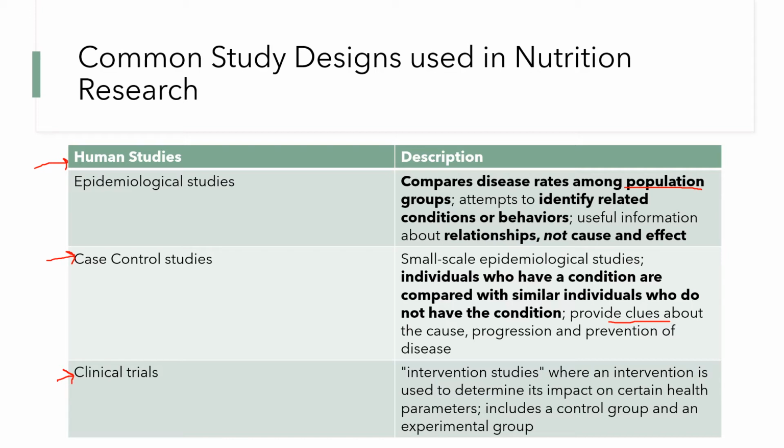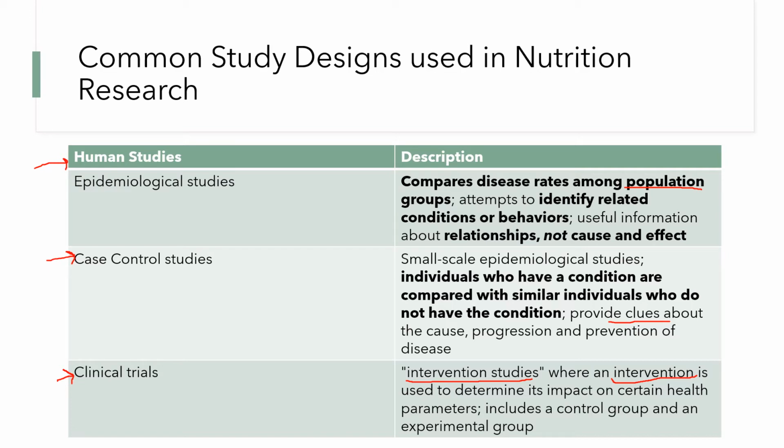So clinical trials are also called intervention studies, because in a clinical trial, an actual intervention is used to determine how that specific intervention affects certain health parameters. Commonly, clinical trials are used to test pharmaceutical drugs. That's the most prevalent form of clinical trial.